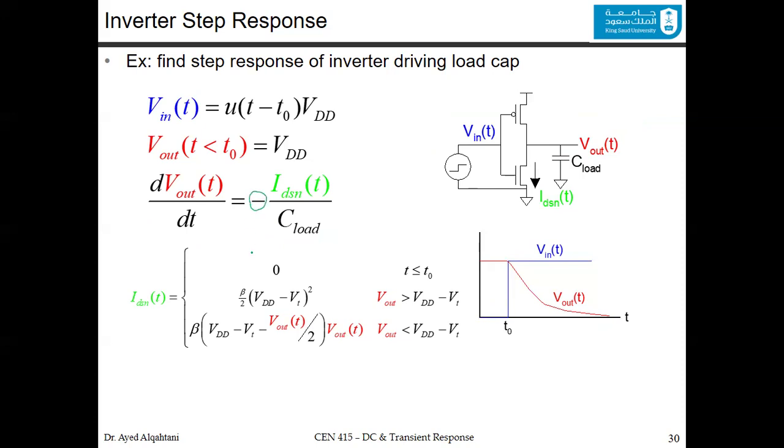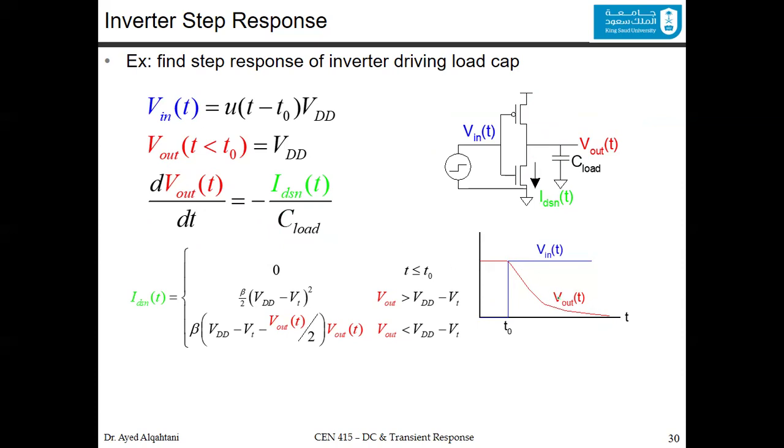The negative sign here means that you are discharging. If you are charging, I can give you another example where you are charging this output, then you won't have a negative sign. Now, what about the IDSN and the V output here? You have the IDSN, this current. The V output is the one that we are interested in.